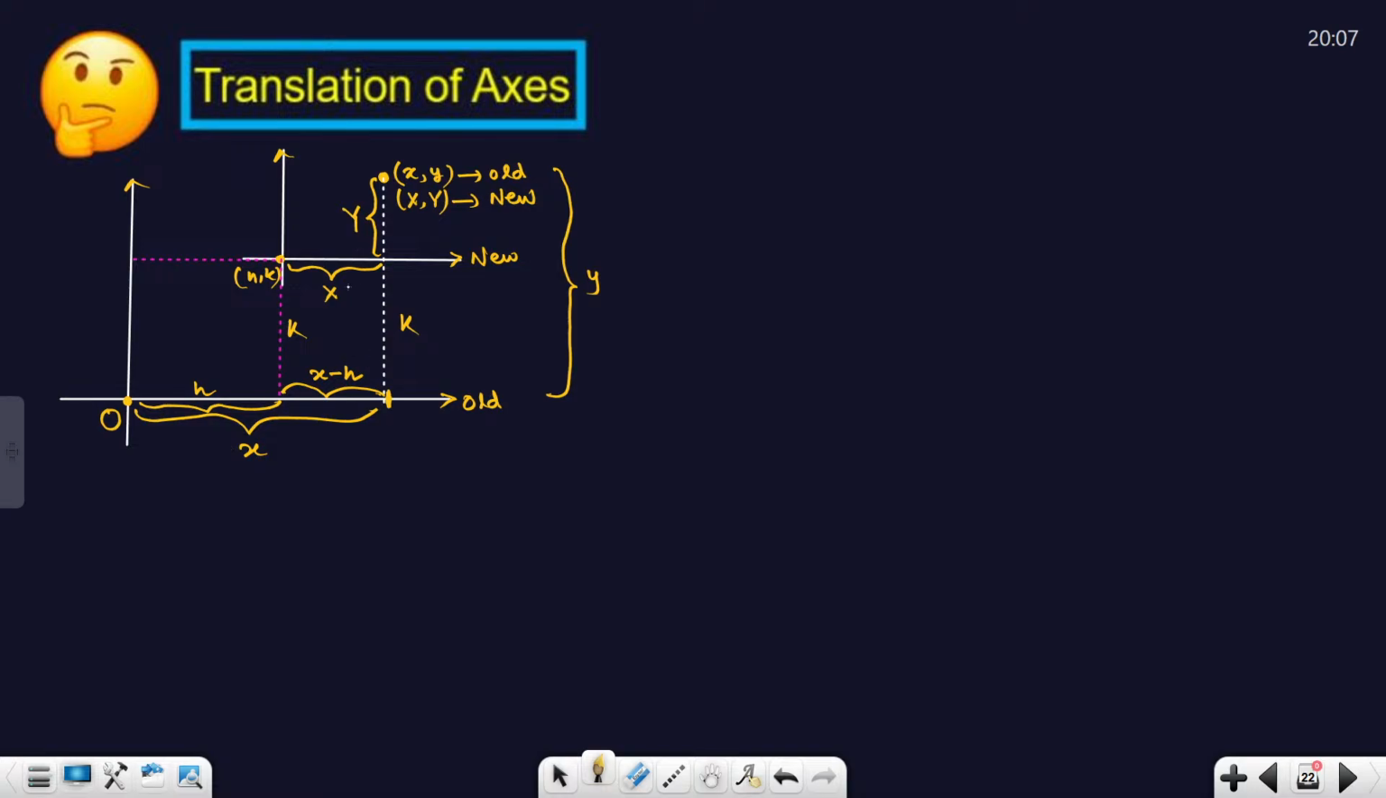This is nothing but small x minus h, and which is same as your capital X. So your capital X is nothing but small x minus h. This whole white dotted line is your small y. This much length is k. So this length is nothing but small y minus k, which is your capital Y. Is it clear or not? So capital X is small x minus h and capital Y is small y minus k, right?